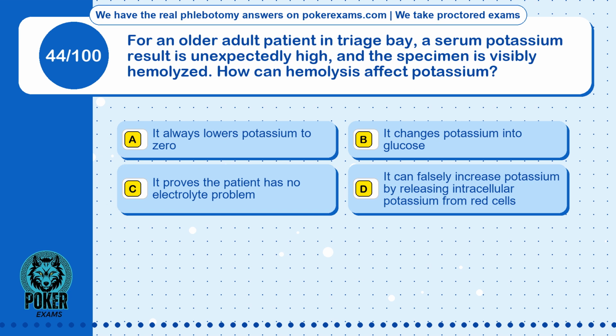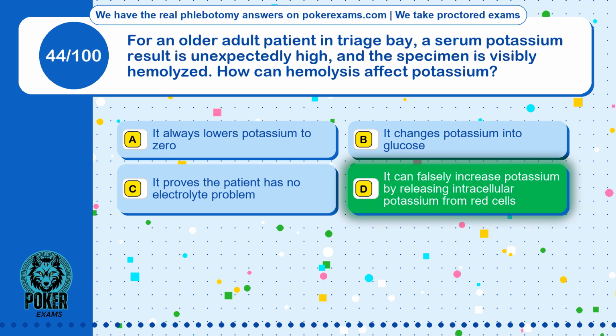Question 44. For an older adult patient in triage bay, a serum potassium result is unexpectedly high, and the specimen is visibly hemolyzed. How can hemolysis affect potassium? Option A. It always lowers potassium to 0. Option B. It changes potassium into glucose. Option C. It proves the patient has no electrolyte problem. Option D. It can falsely increase potassium by releasing intracellular potassium from red cells.